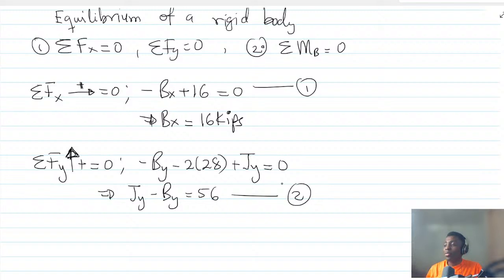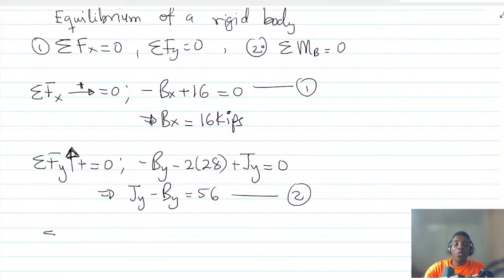Okay, I have 2 variables in one unknown. So it means I need an extra equation to be able to solve this. Since I need an extra equation, what do I need to use? Moment. If you need an extra equation, it will come from moment.